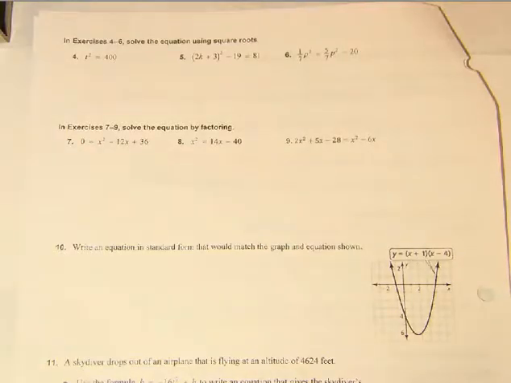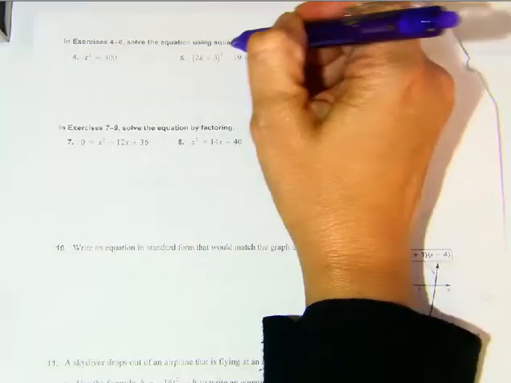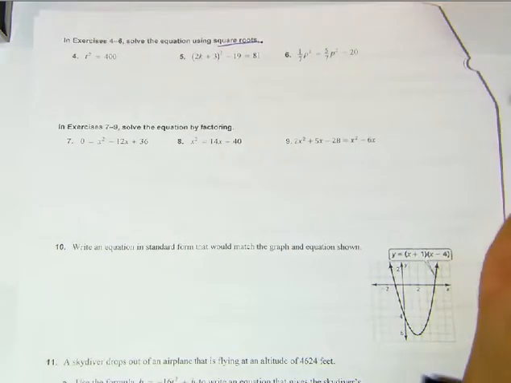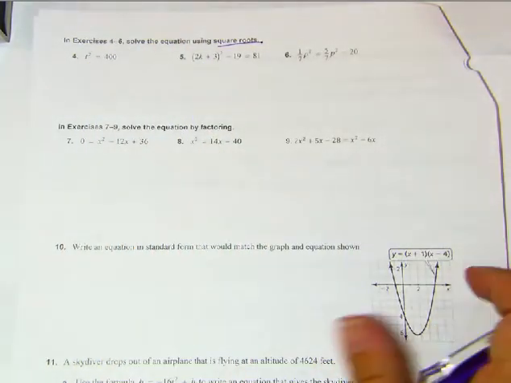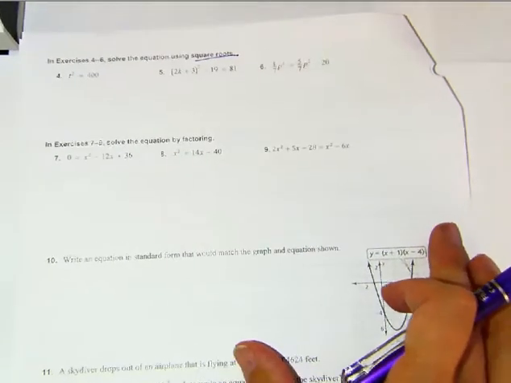Okay, 3.1, we're going to do the second page of the notes, and I'll probably do this in 2 videos as well. We're going to first solve it by taking square roots, okay? We can only do this when I have the variable being squared and I don't have just the variable in there. So, sorry, let me zoom back in here.